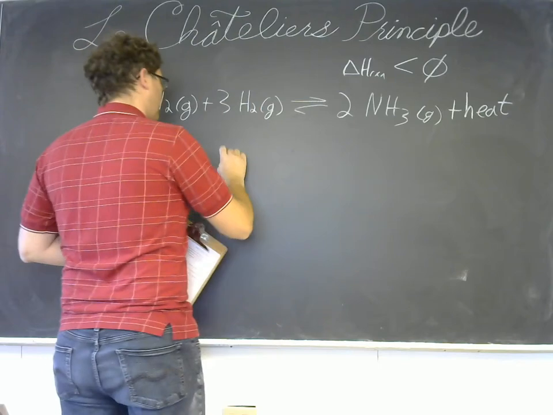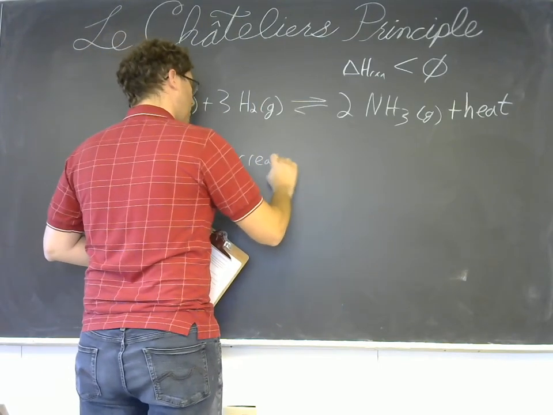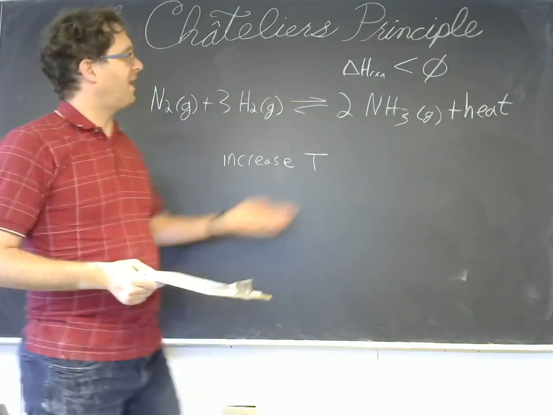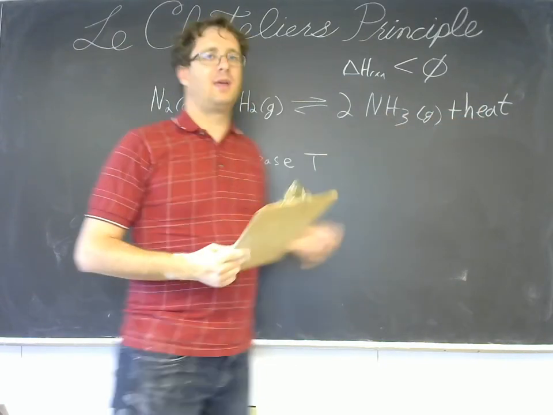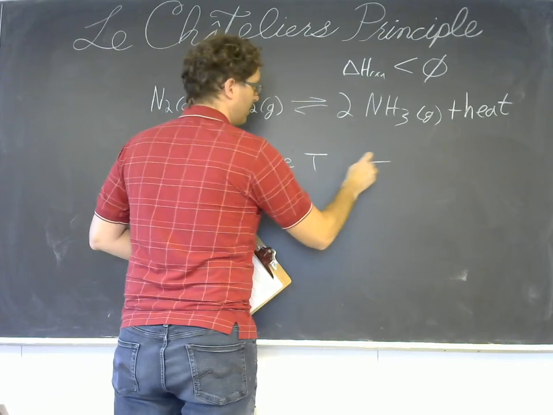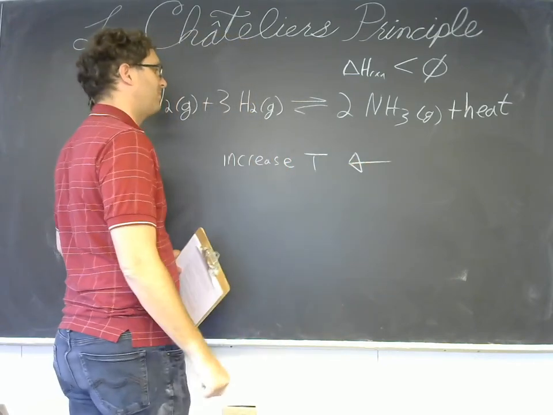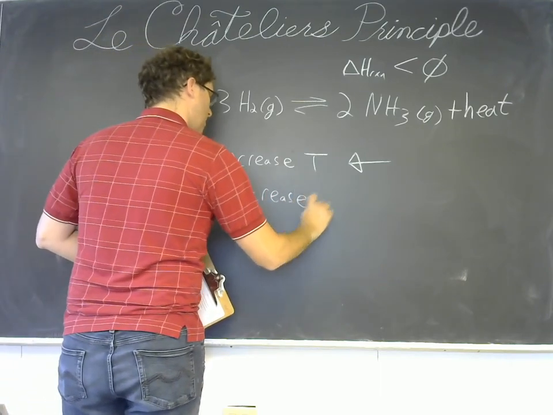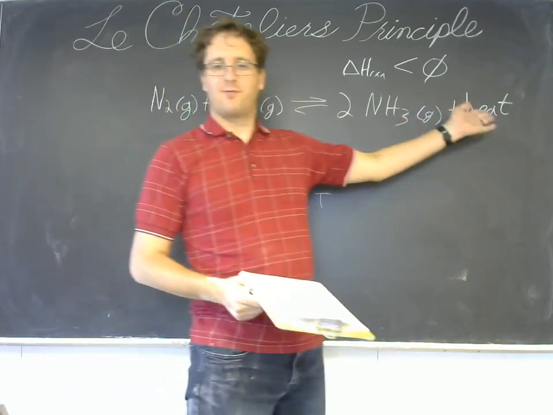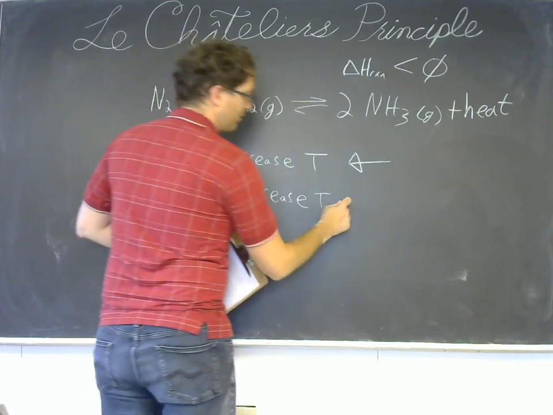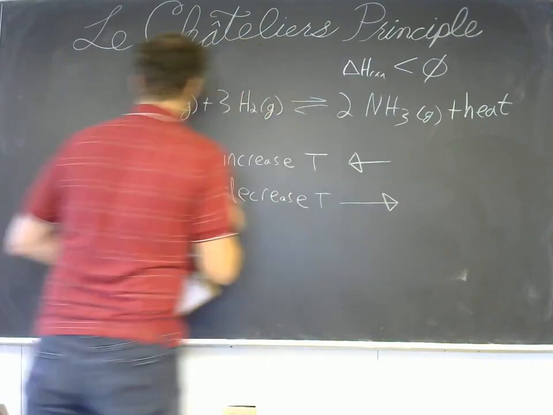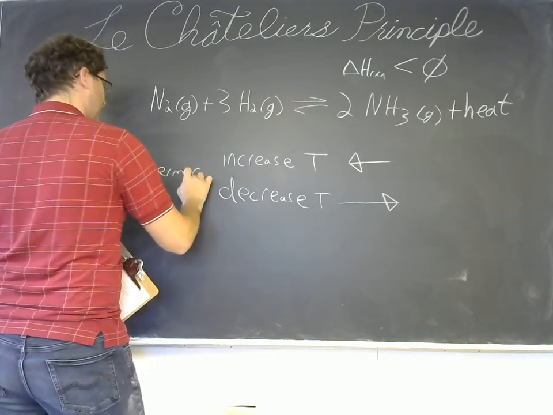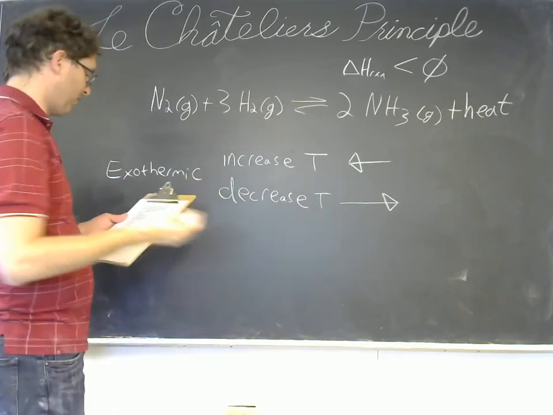And now if I increase the temperature, then it is as if I've added a product. And so for this reaction, it's going to shift left. And if I decrease the temperature, it will be as if I've removed product, and so that will shift the reaction to the right. And this is for exothermic reactions, which the one up here is an example of an exothermic reaction.